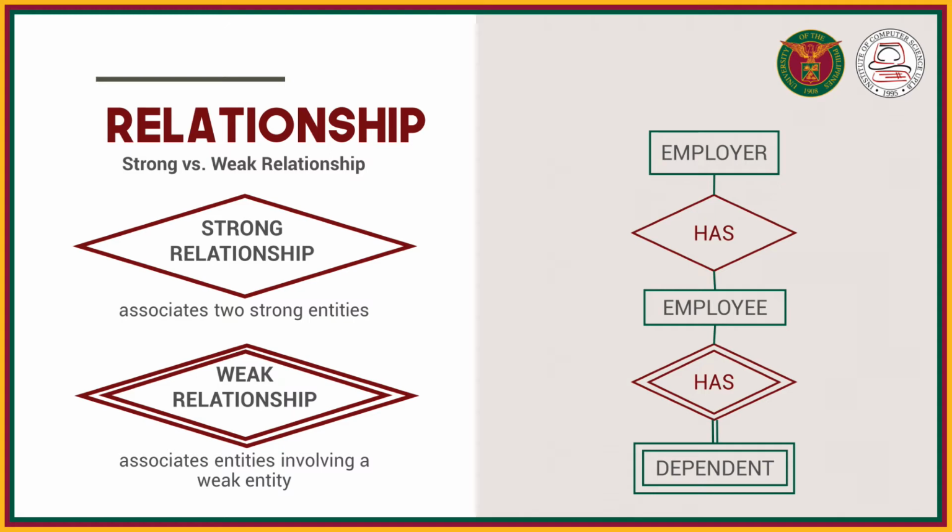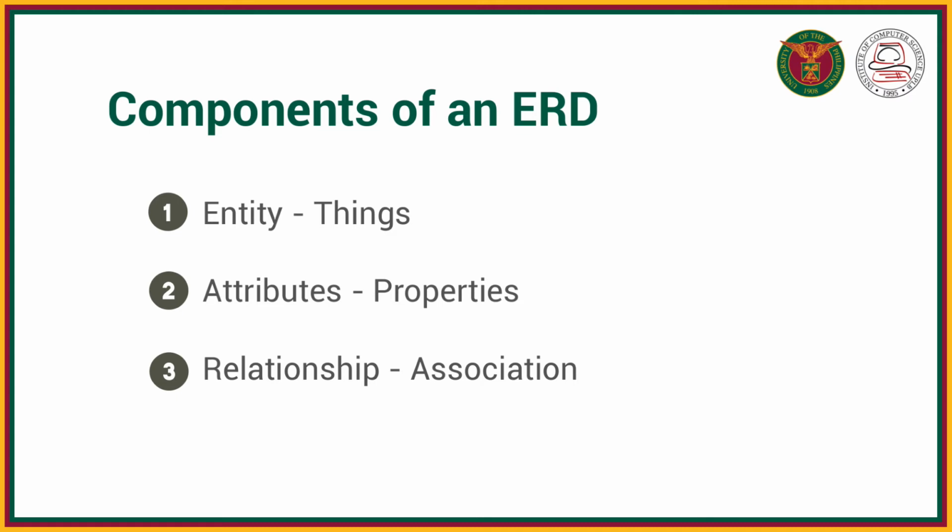Strong relationship is an association between two strong entities, for example, the employee and the employer. And weak relationship is an association between a strong entity and a weak entity. For this example, an employee may or may not have a dependent. And since dependent is a weak entity, we use a weak relationship. To summarize, ERD has three components. Entity, that represents an object, tangible or conceptual in the real world. And attributes are the properties or characteristics of an entity. And relationships are the associations between entities.